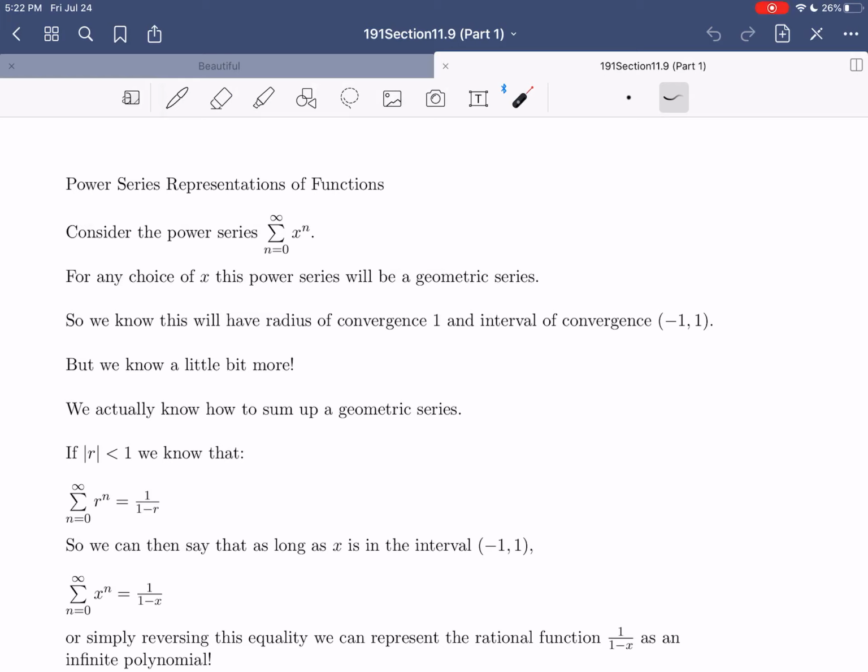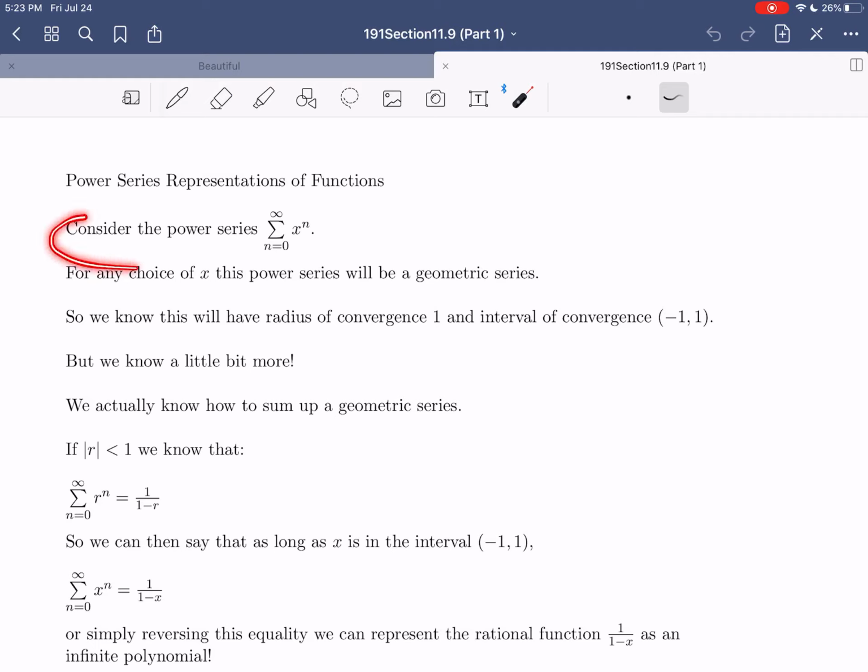In today's video, we're going to be starting into section 11.9 from your textbook, investigating how power series, which we introduced in 11.8, can be used to represent functions. So, to start this off, let's go ahead and consider this specific power series. The power series, the sum from n equals 0 to infinity, x to the n.